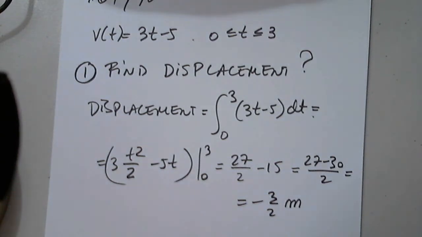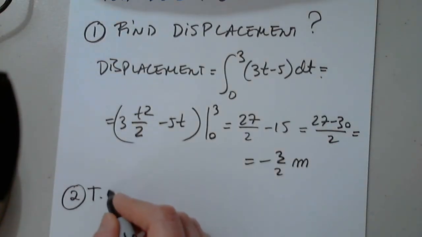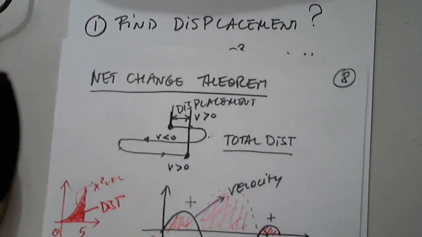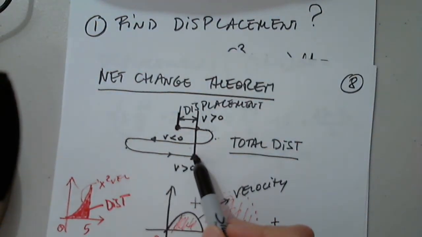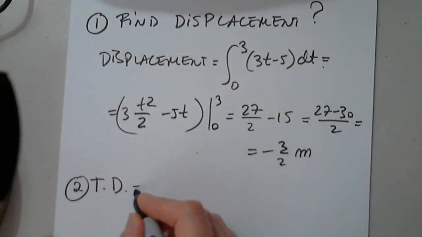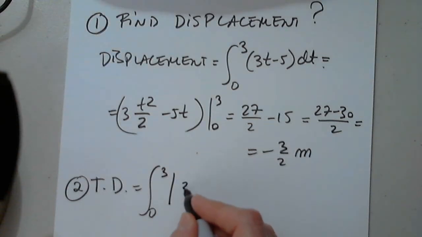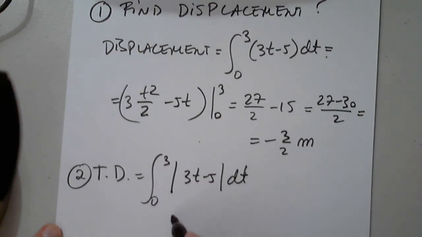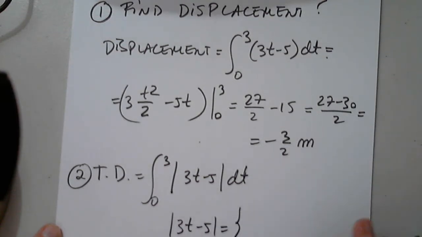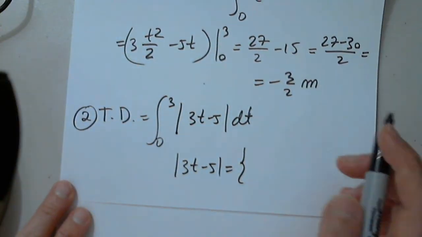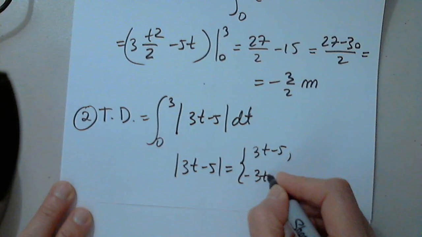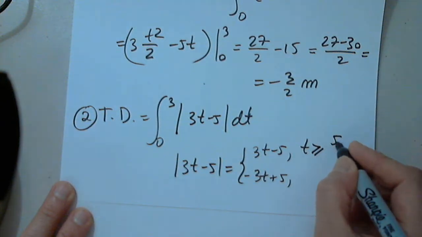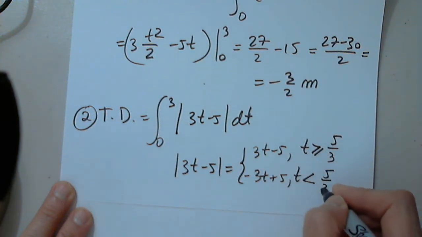The distance. Okay. Now, the second question is total distance. Different story. Totally different story. Because with the total distance, we are doing this. That will have to be the integral from 0 to 3 of the absolute value of 3t minus 5 dt. In which, of course, we have to start with the absolute value of 3t minus 5. We get those two options, 3t minus 5 and negative 3t plus 5, when 3t minus 5 is positive or 0, t greater than or equal to 5/3, and t less than 5/3.